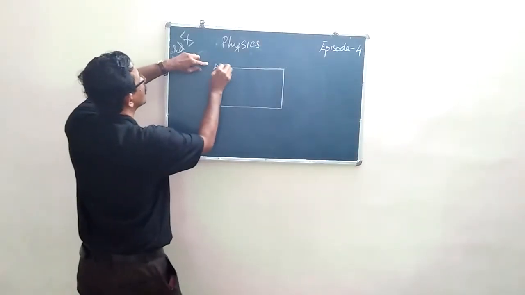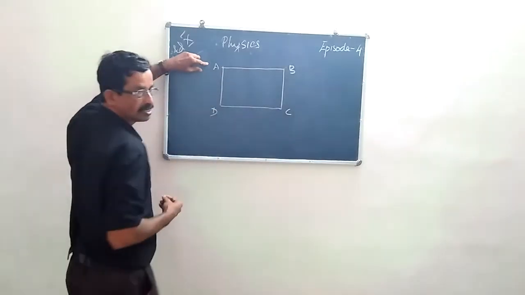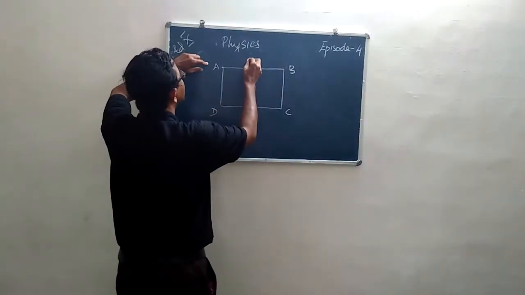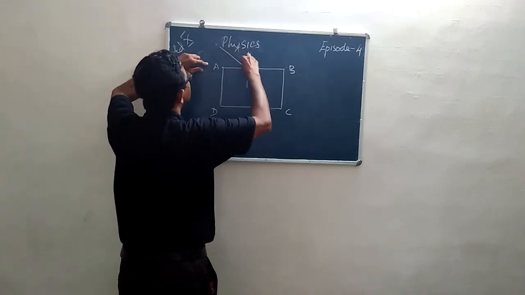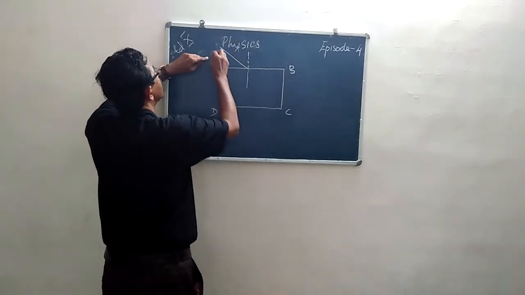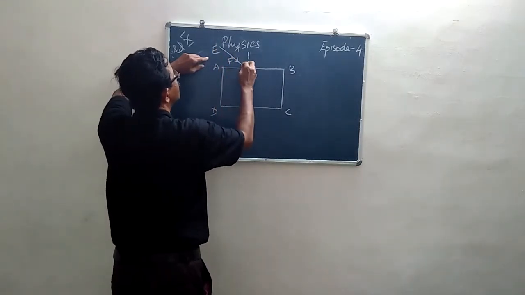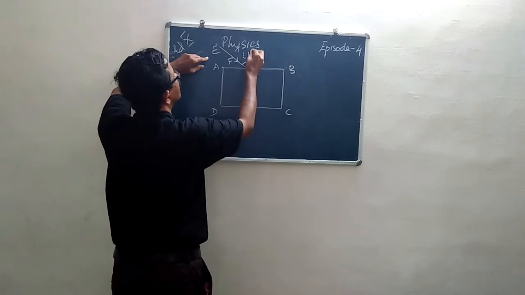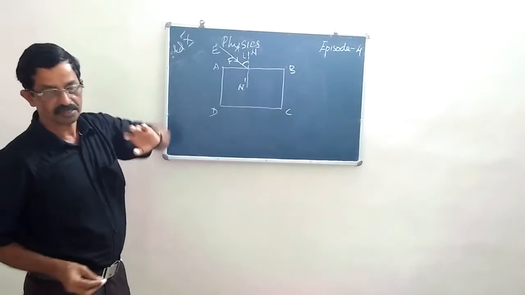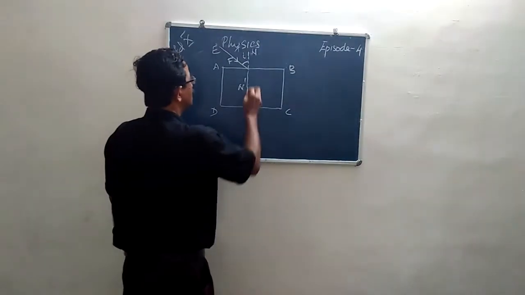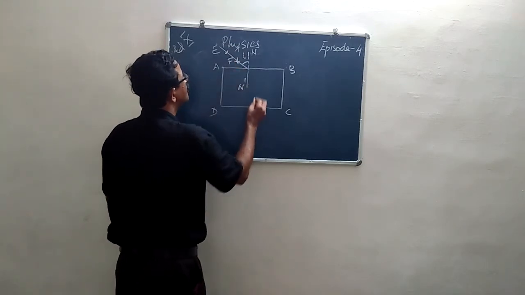A, B, C, D. Now here we have drawn the normal. This is the incident ray, E. This is the angle of incidence. N, N dash, normal. Now looking here, two pins we fixed and looking through this.